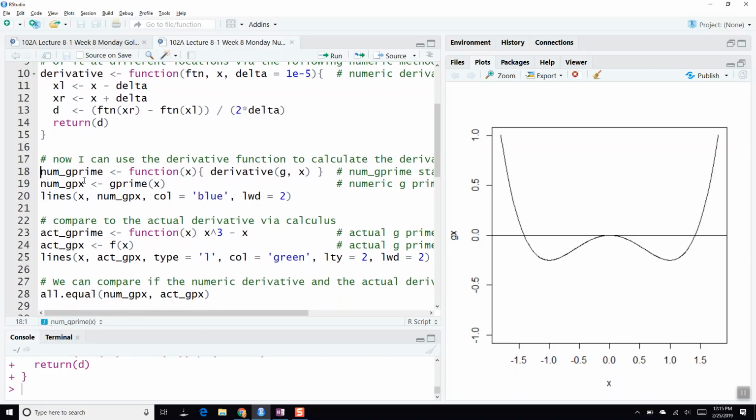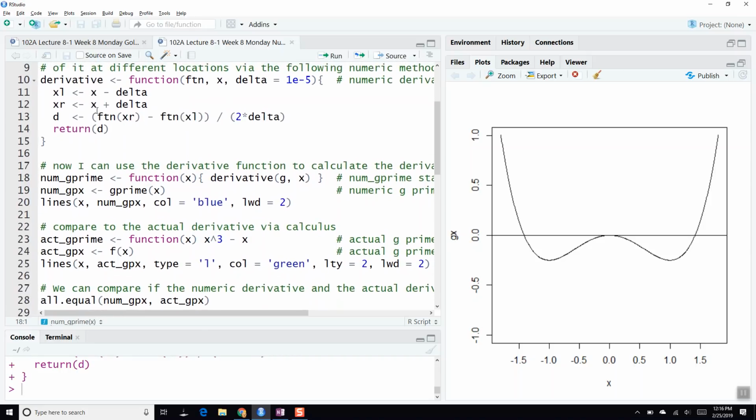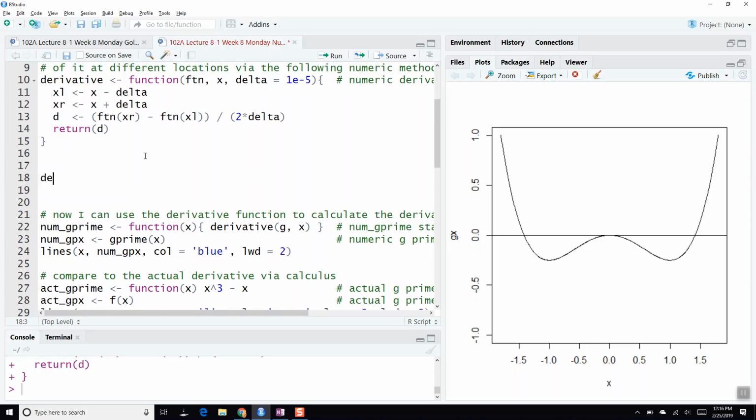Okay, so now using the derivative, let me just show how this would work. Let's find the derivative of g of x at 0. Okay, so we'll say derivative of g at 0, and when I ask for that, it gives me back 0. Right, and then I can ask, well, what's the derivative at 1.5? And it tells me that the derivative should be 1.875 or something like that.